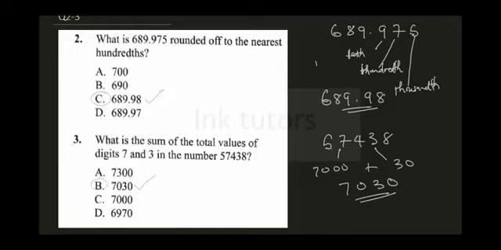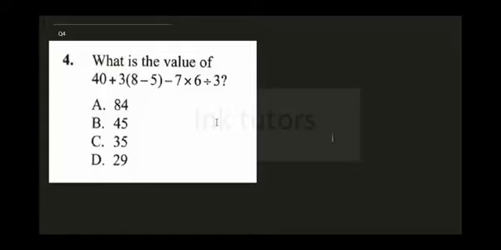Okay, so going to question 4. Question 4 says, what is the value of 40 plus 3 times the bracket? So now, this is what we're going to do. We're going to be applying the rule of BODMAS. So you need to know what your BODMAS means. This is bracket, of, division, multiplication, addition, and subtraction. So I'll start. This will be 40 plus 3. I'll treat my bracket first.